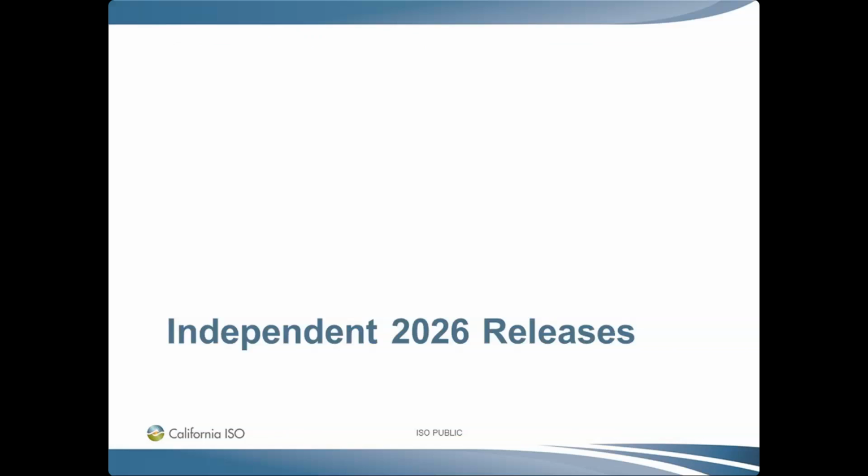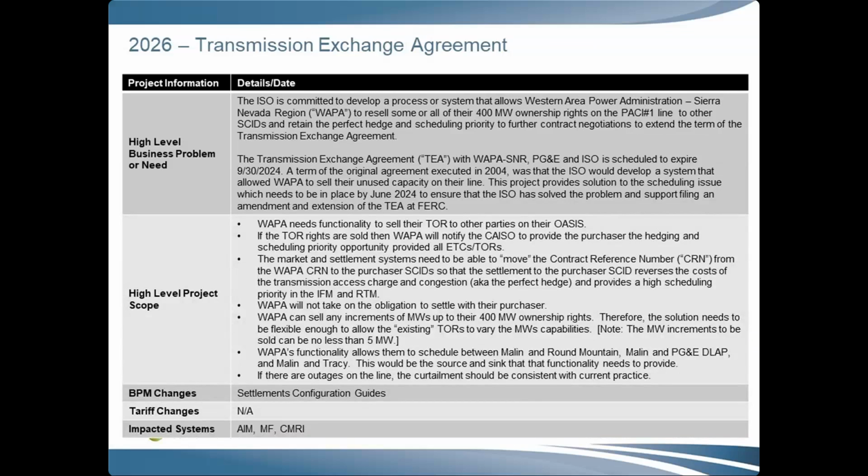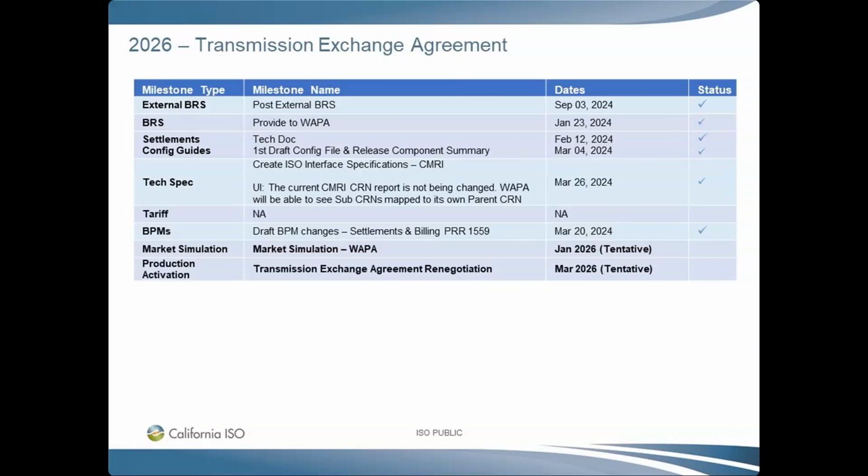Okay, so independent 2026 releases. I only have slides for TEA because the other two items, 881 and subscriber PTO, those were covered in 2025, but as we complete the 2025 implementations for those, I'll shift those over to 2026. All right. So no changes to the scope.